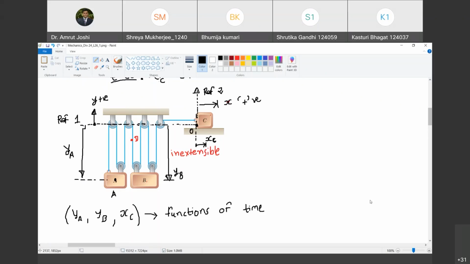Sir, can you just give me 1 second? Yeah, sure. So meanwhile, I will ask Kanishk to unmute. Kanishk, are you there? Yes, sir. Yeah. So let us go ahead.